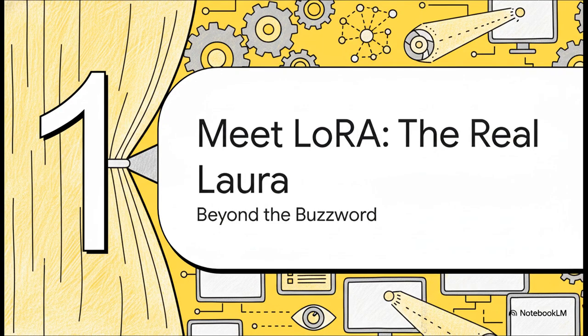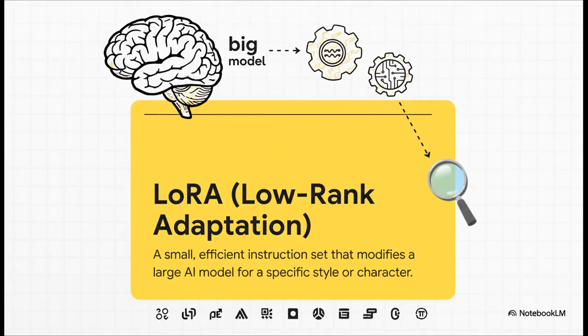Okay, it's time to pull back the curtain. Let's meet the real technology that can give you that creative control you're looking for. The real name isn't Laura, and trust me, it's way more powerful than just a simple app. So first things first, there is no app called AI Laura. It's just a catchy, easy-to-say nickname for a technology called LoRA, which stands for Low Rank Adaptation. The best way to think about it is as a small, super efficient set of instructions you can give to a giant AI model to get a very, very specific result.